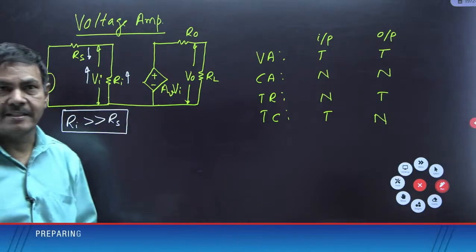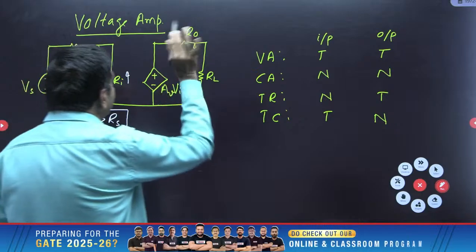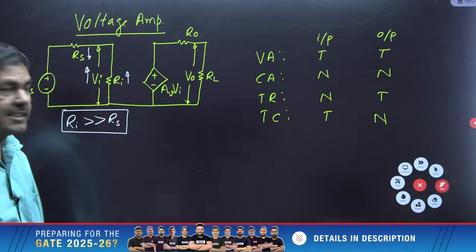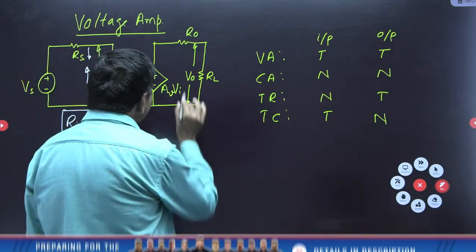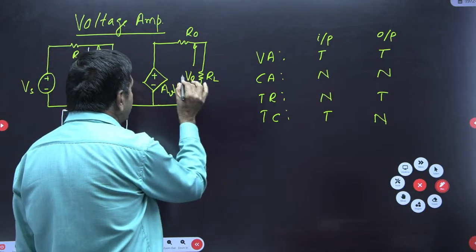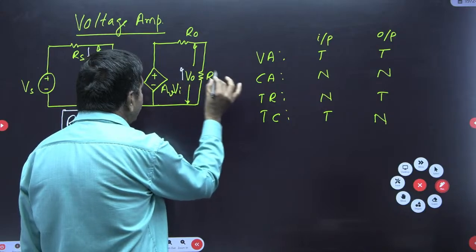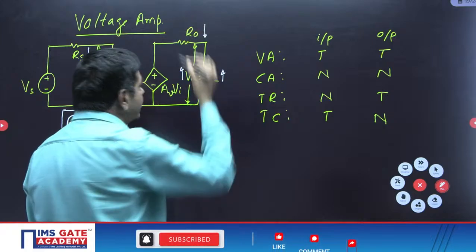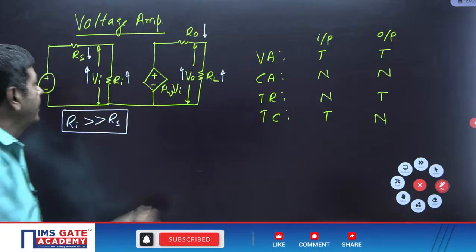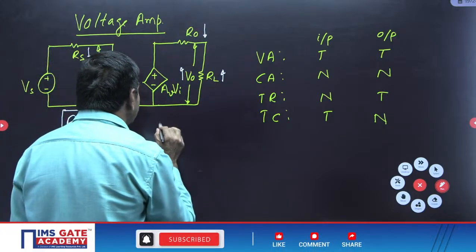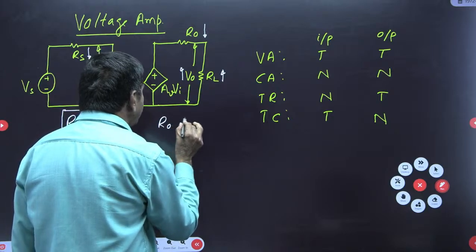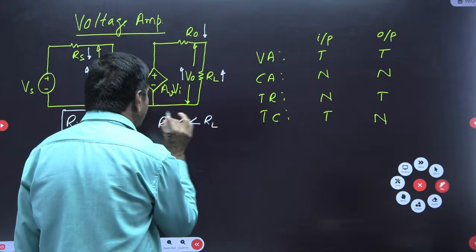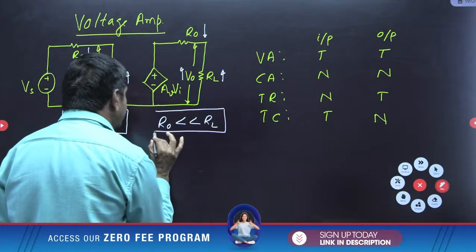They ask this type of question in the GATE. What about the R0 value? Is R0 greater than RL or less than RL in a voltage amplifier? You know very well, this is also a Thevenin's equivalent circuit. Voltage must be more required, RL must be more, and R0 must be a smaller value. Then I can write directly R0 is far more less than RL. Far more less than what value? RL only is possible.